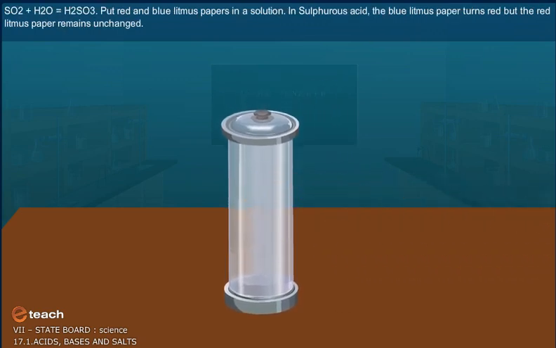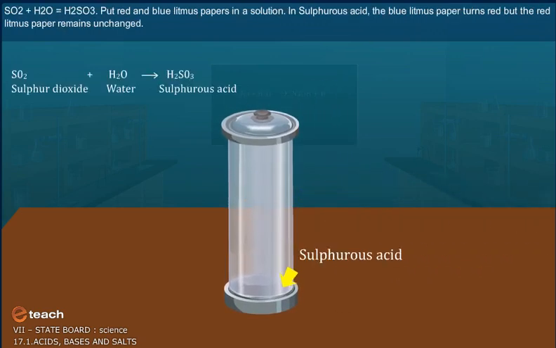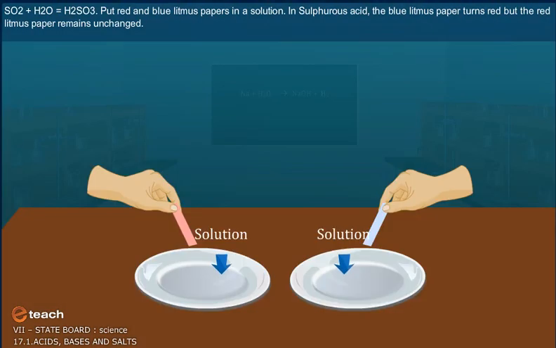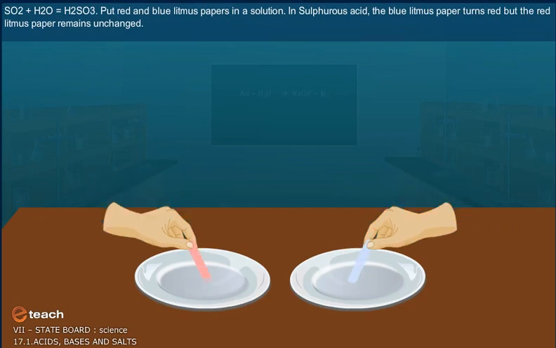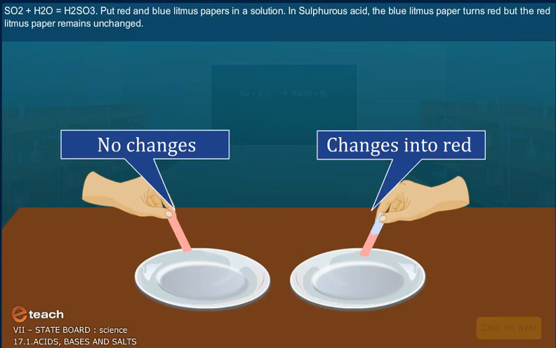SO2 + H2O gives H2SO3. Put red and blue litmus papers in the solution. In the sulfurous acid, the blue litmus paper turns red, but the red litmus paper remains unchanged.